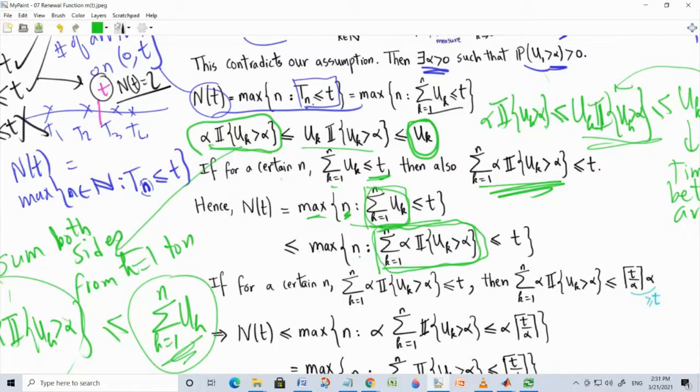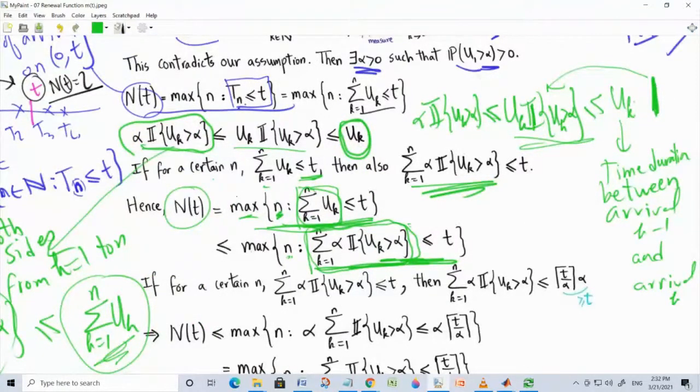Okay, so basically, if for a certain n this inequality is satisfied, we are sure that it will be satisfied downstairs. The converse is not true. So it must be the case that the maximum over the natural numbers n such that this inequality is satisfied is greater than or equal to basically the term that is equal to big N of t. So that's one step of our bounding.